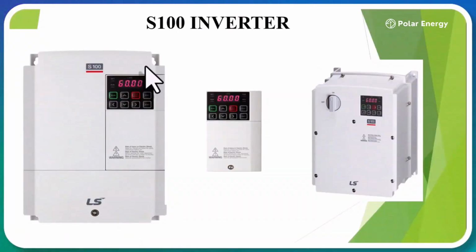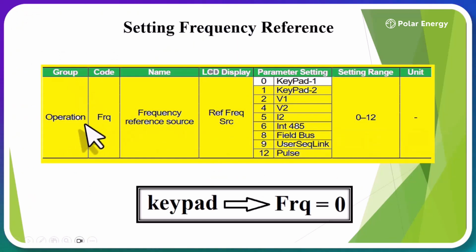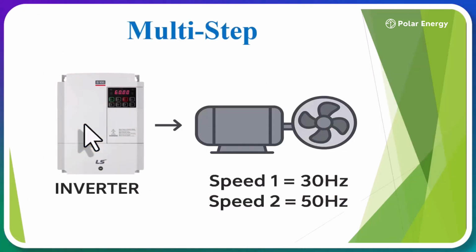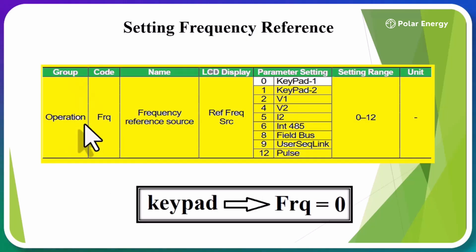Friends, in continuation of the inverter training videos from the basics, today we want to talk about multi-step or multi-stage frequency. In previous videos, we learned how to start the inverter from the keypad, from the network, and how to set the frequency using analog modes like voltage, current, potentiometer, keypad, and network. Today, we want to set the inverter frequency using multi-step or multi-stage frequency. For example, our speed 1 could be set to 30 Hz and speed 2 to 50 Hz. To do this, we need to use the digital inputs of the inverter.